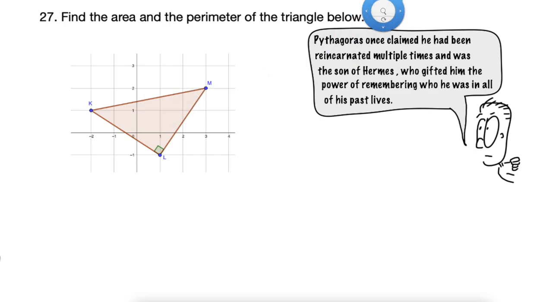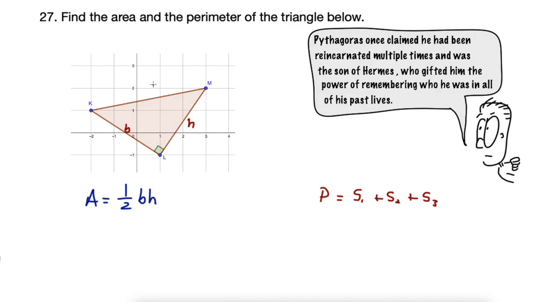Okay, now we're finding the area and perimeter of the triangle below. So area is going to be 1/2 base times height, and the perimeter is going to be side 1 plus side 2 plus side 3. And as we look at this triangle, really what we have here is the base, the height, and this hypotenuse right here. Call that C.